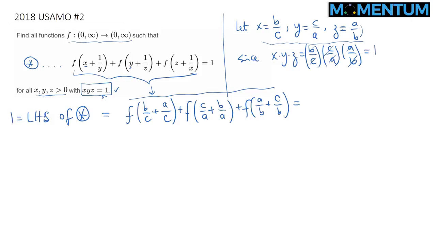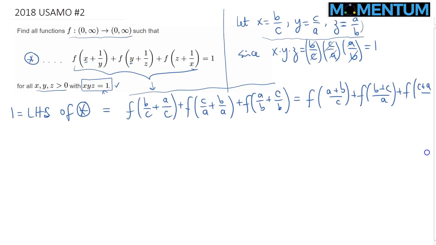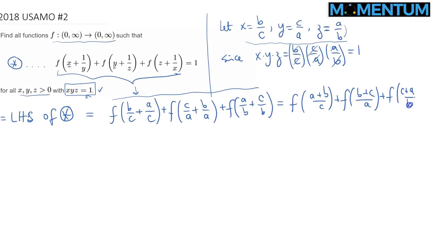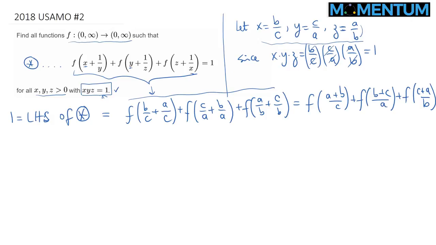And what is the implication? We can further re-express it as f of a plus b over c, plus f of b plus c over a, plus f of c plus a over b. We have this cyclic sum. And then at this stage we can do a further substitution. So in this problem we will repeatedly do some substitutions. So go ahead and do the following substitution.